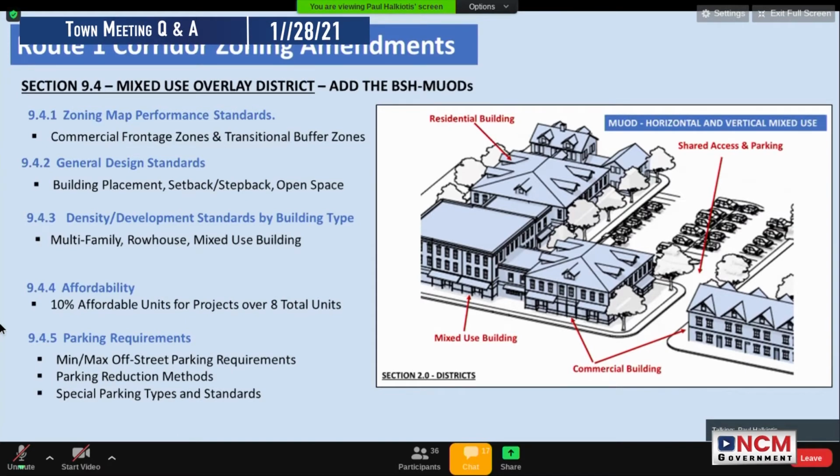And the image of buildings here shows, along Route 1, a mixed-use building that would have commercial on the first floor, and then perhaps the second and third stories above could be residential. And that's just an option that a property owner has. They don't have to develop mixed-use development on these properties, but it is an option that's available to them if they would like to do that.